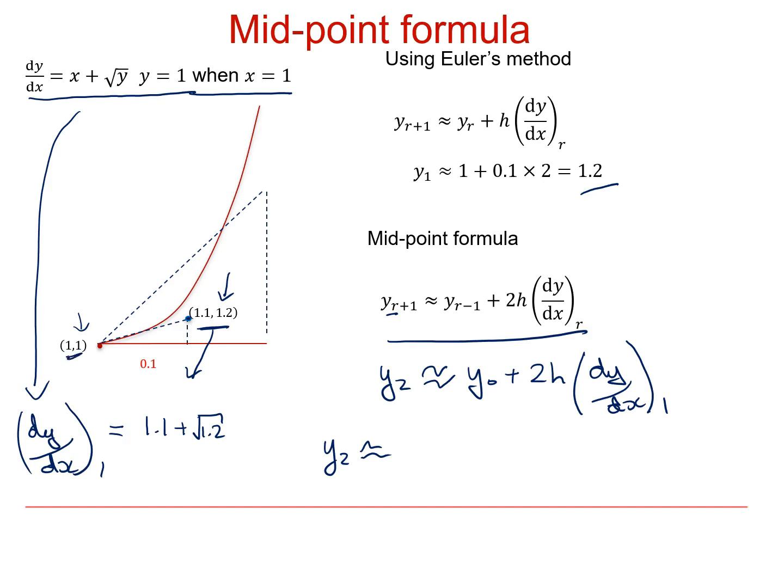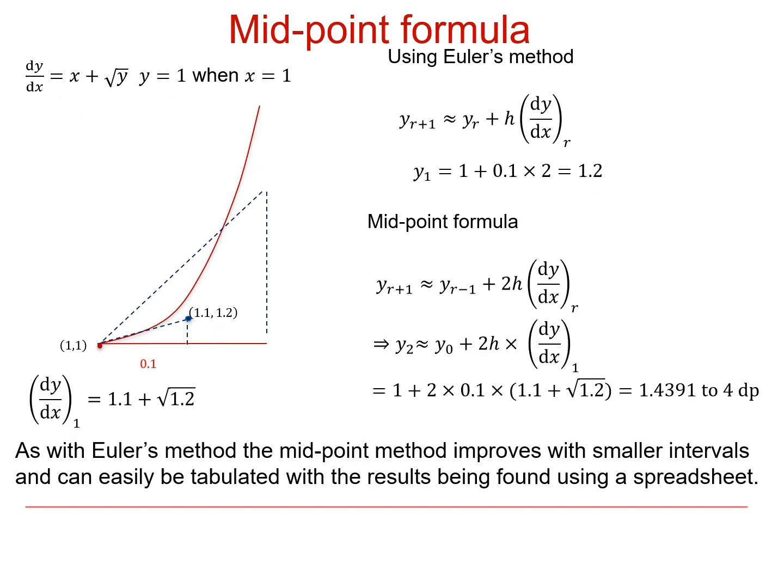So our estimate for y2 is approximately equal to y0, that is 1, plus 2 times our x interval h, which is 0.1, and then we need to multiply that by the gradient of our function at r equals 1, which we've just put on the other side there. That's 1.1 plus the square root of 1.2. And here's that written up neatly, and the value actually calculated from a calculator.